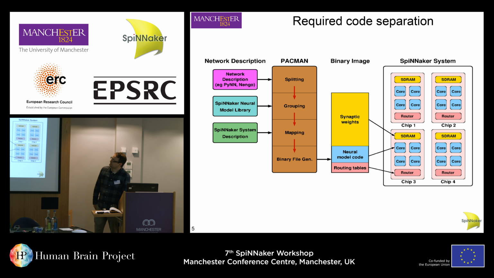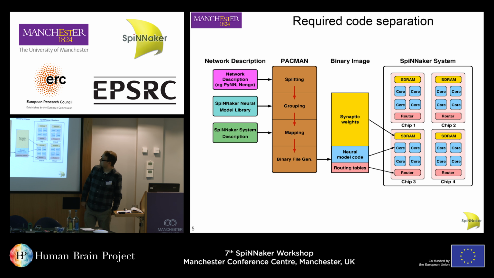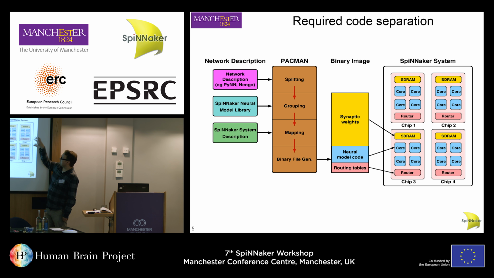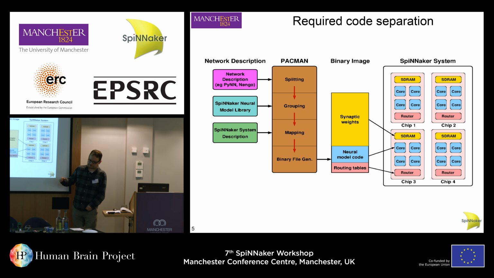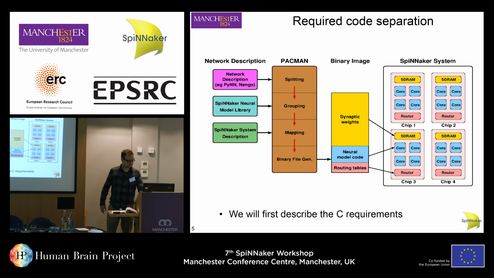And I put this slide in the hope that someone else had shown it earlier in the week, but I don't think they have. Basically, this is an overview of all of the code at the moment, and where the neural modeling code fits in is this small blue area here, which is then loaded onto each of the cores on each chip. And everything else in there you don't really need to concern yourself with for the purposes of this talk.